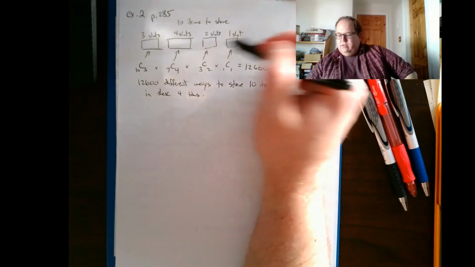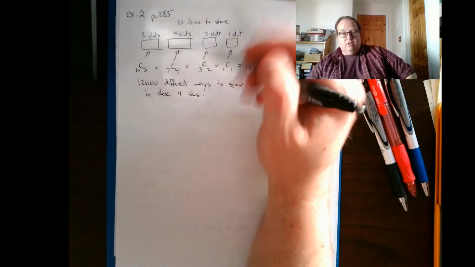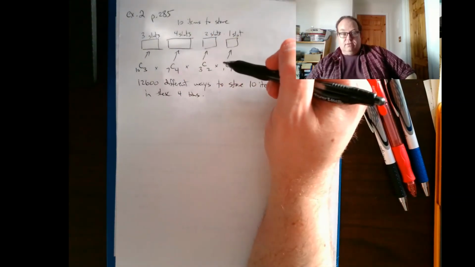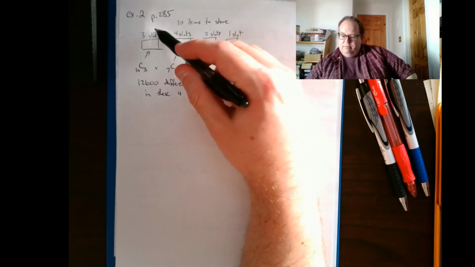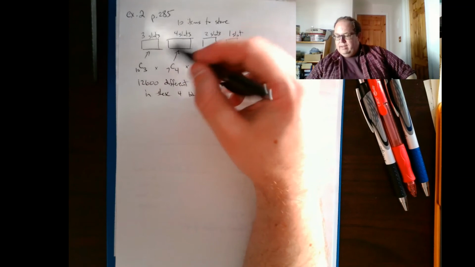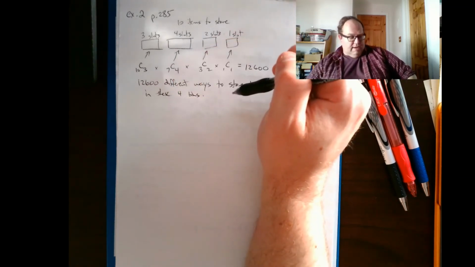Now you might ask yourself, what if the ordering of these was different? It turns out that it would not actually change things. If I put the 4 slot bin first and switched around with the 3 slot, the numbers will actually work out the same.